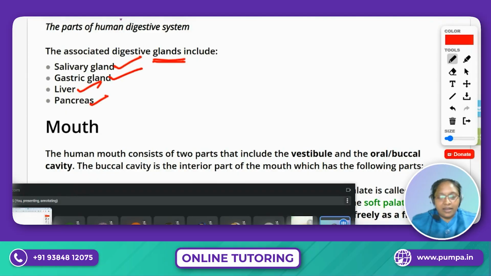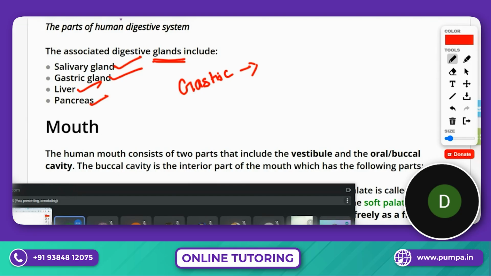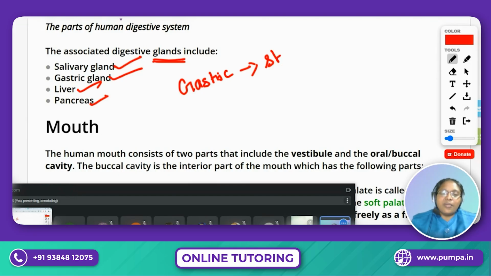Pancreas and a gastric gland. Okay, so what is the meaning of gastric, children? Gastric means what? Something related to stomach. Yes, very good, Lakshana. Okay, it's the stomach.